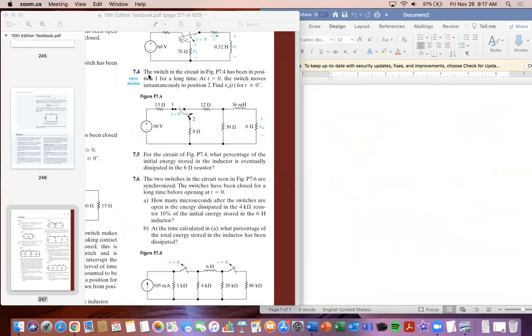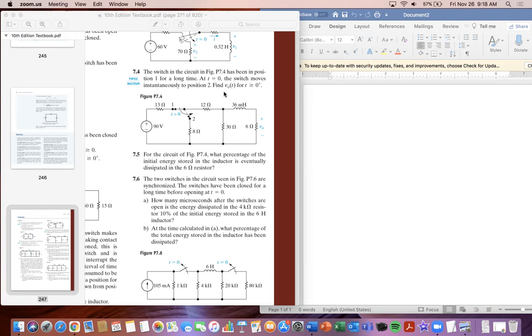Okay, 7.4. The switch in the circuit has been in position 1 for a long time. At t equals 0, the switch moves instantaneously to position 2. Find the voltage at the initial value for t is greater than or equal to 0.